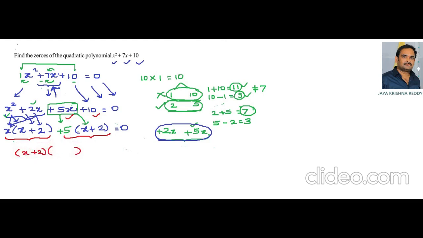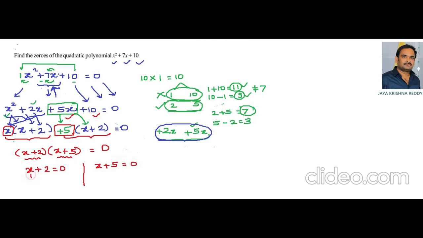Okay, that means one time you have to write x plus 2, and in another bracket you have to write the terms which are outside of the bracket, x and here plus 5. So it is x plus 5 equal to 0. Okay, the product of x plus 2 and x plus 5 equal to 0 means, that means either x plus 2 may be equal to 0 or x plus 5 may be equal to 0.